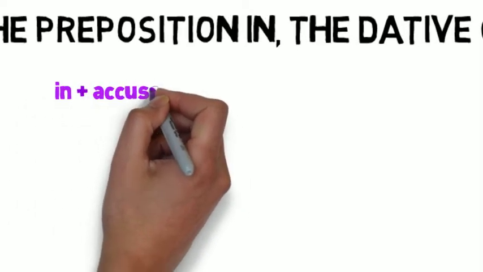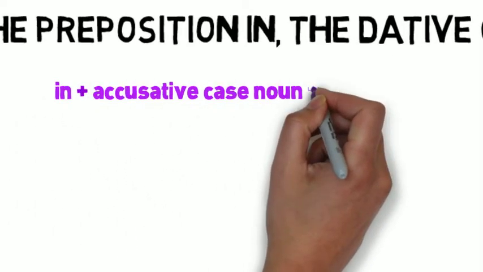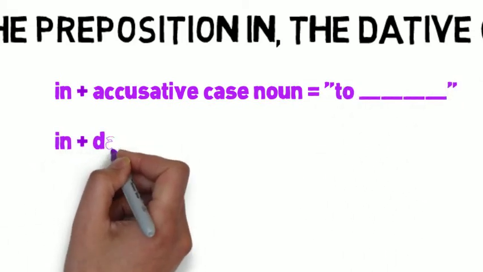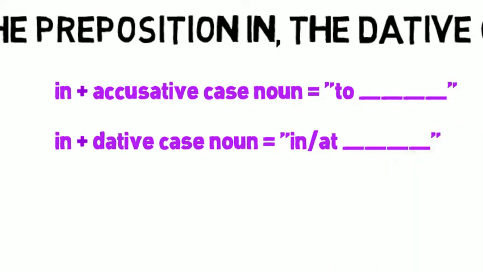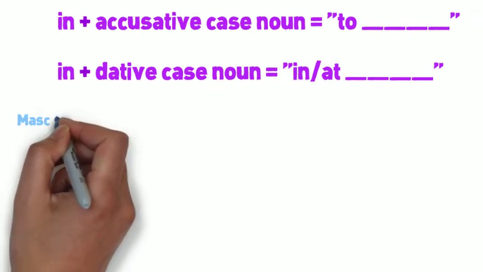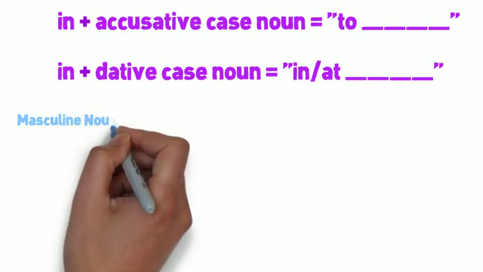First of all, you already know a little bit about the preposition in. So far, you've used it mostly with nouns in the accusative case, and when you do this, the preposition will mean to, as in ins Kino, to the movies. However, in is what is known as a two-way preposition. It can also go with nouns in the dative case, and when it does, it will change its meaning and become in or at. Here's how this will look with masculine nouns.